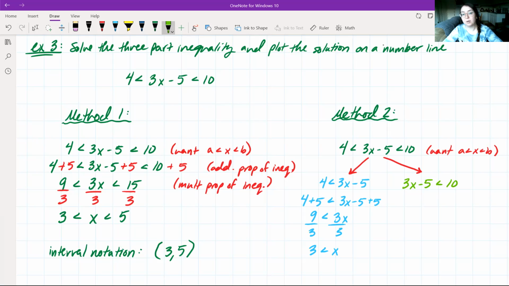Now for our other inequality, we'll do the same thing. So we have 3x minus 5. We want to get rid of our 5, so we'll add 5 to both sides, which gives us less than 10 plus 5. So we get 3x is less than 15. We divide by 3 on both sides, and we get that x is less than 5.